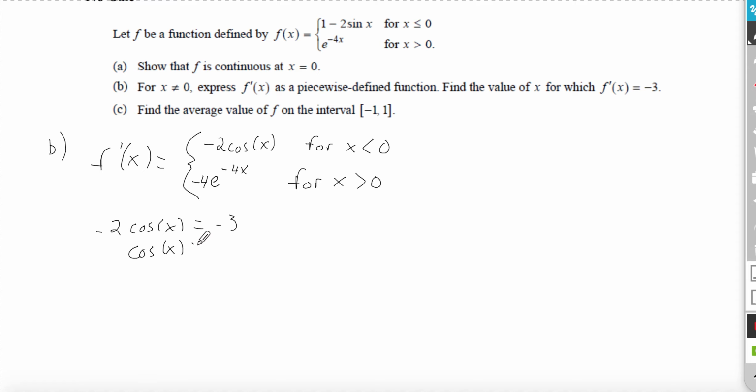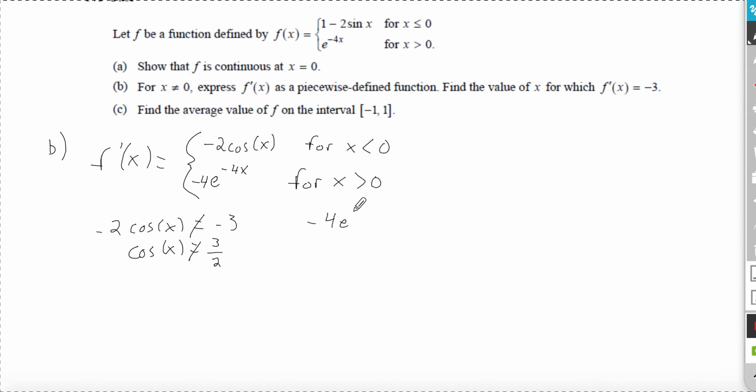Well, solving this equation, we get cosine of x would be equal to 3/2. And the cosine value, its range is -1 to 1. 3/2 is outside of that range. There's no way that this can happen. So that part's not useful for me, setting this part of the derivative equal to -3. Let me try the next part.